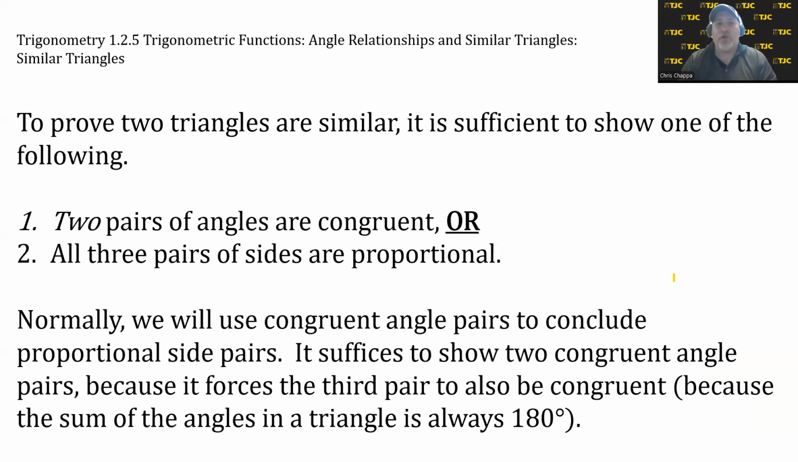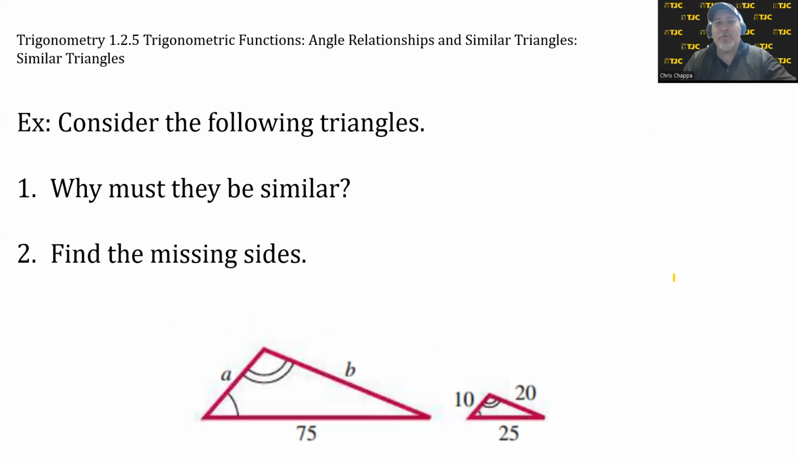Now, to prove two triangles are similar, it's sufficient to show one of the following. Number one, two pairs of angles are congruent, or number two, all three pairs of sides are proportional. Normally, we will use congruent angle pairs to conclude proportional side pairs. It suffices to show two congruent angle pairs because it forces the third pair to also be congruent, because the sum of the angles in a triangle is always 180 degrees. For example, consider the following triangles. Why must they be similar?